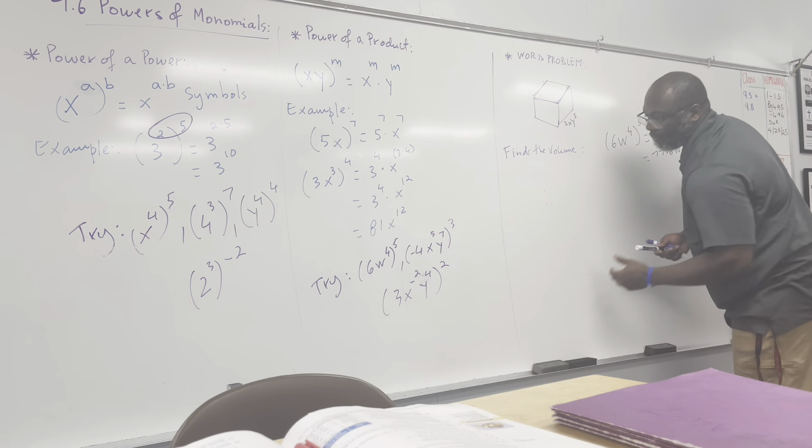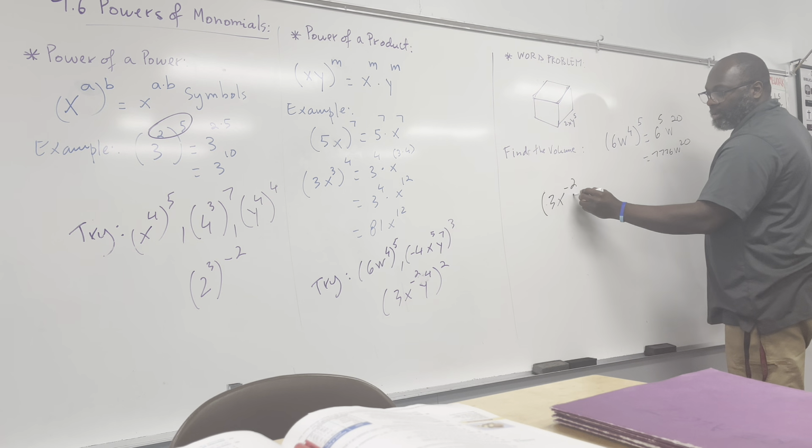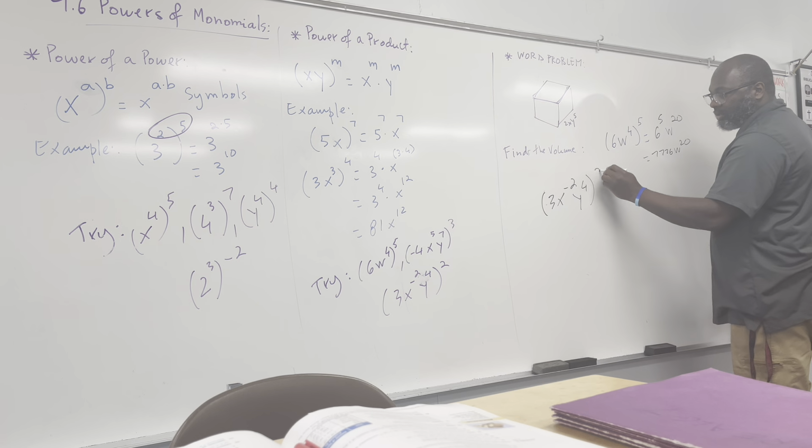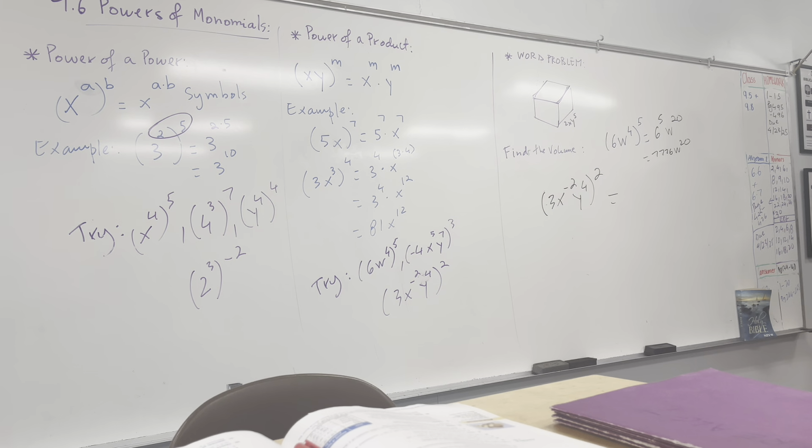You can't raise something to a negative power. So we have 3x to the -2, y to the 4, and then the whole thing is raised to the power of 2. So let's see what that gives us.